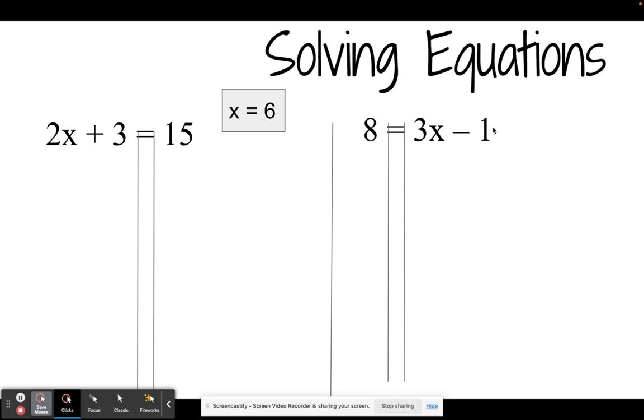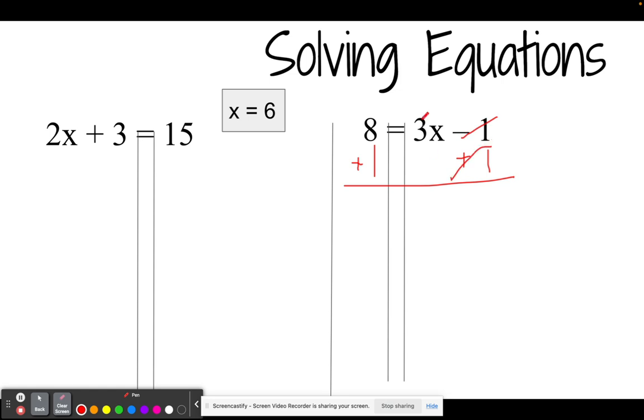I have 8 equals 3x minus 1. I'm going to send home my minus 1 first. Opposite of subtracting 1 is adding 1. So I need to add 1 to both sides. This will cancel out. Minus 1 plus 1 makes 0. I'm left with 3x. 8 plus 1 is 9.